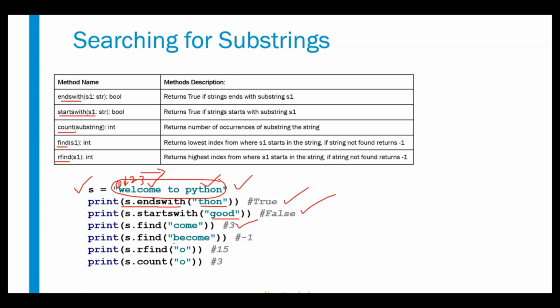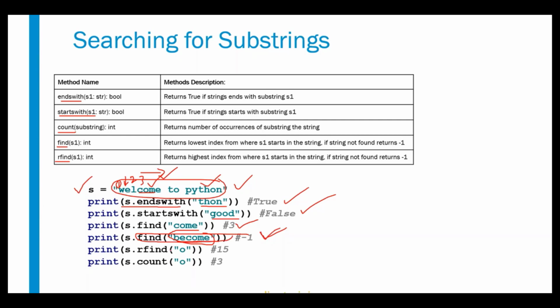Now similarly, s.find("become"). Where does "become" start? "come" is there, but there is no "be", right? So it's giving -1. That means it is not able to find this in the string. Now rfind. rfind returns the highest index number from where the substring starts in the string. If the string is not found, it returns -1. In the previous case also, this was not found in the actual string, so it returned -1.